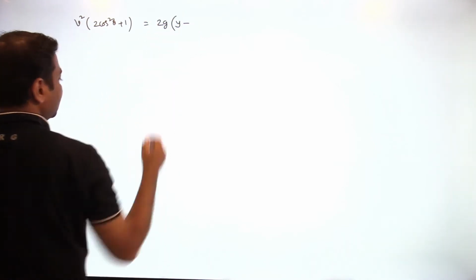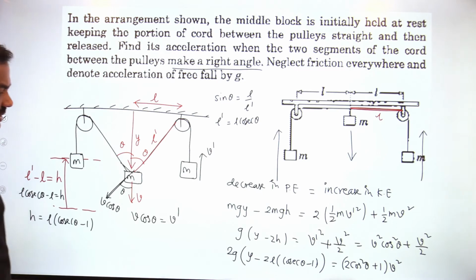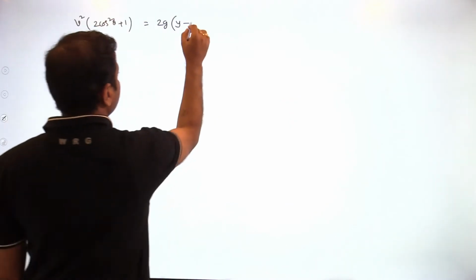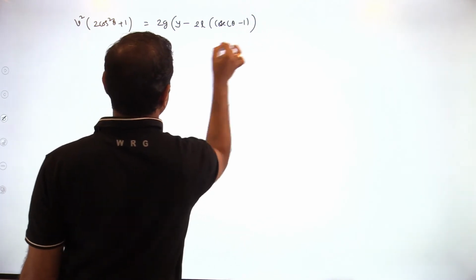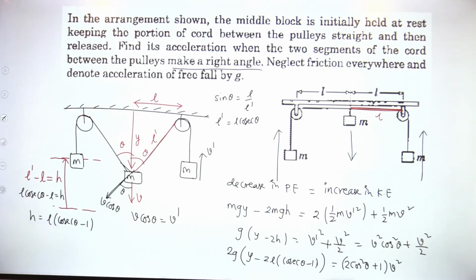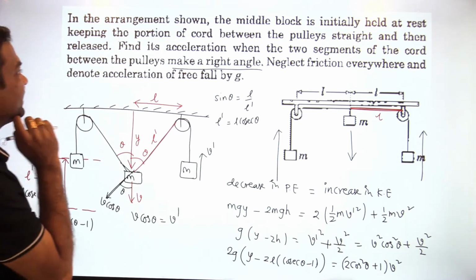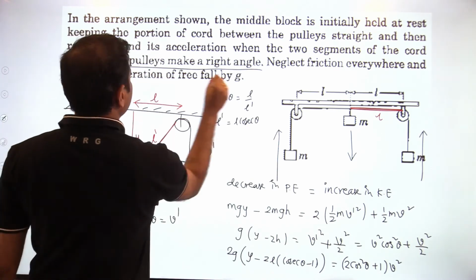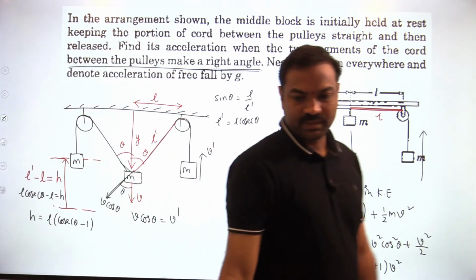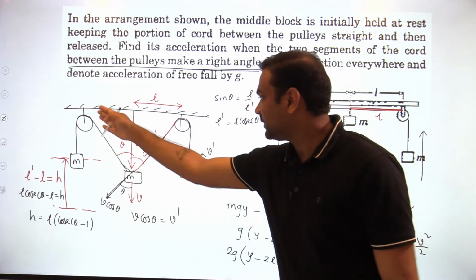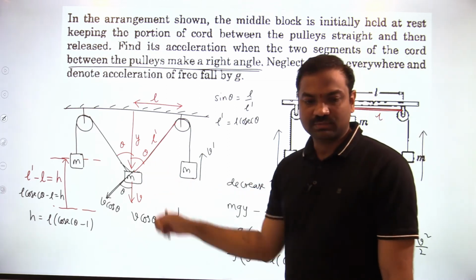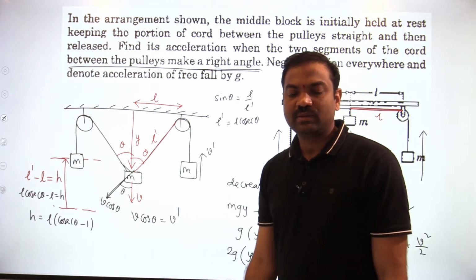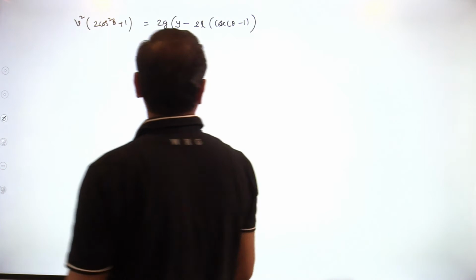2g into y minus 2l into cosecant theta minus 1. Okay? But at what place are they asking? At the point where it makes a right angle. The angle between these two cords is a right angle, meaning 90. Then theta value goes to 45. So I am writing the theta value 45.